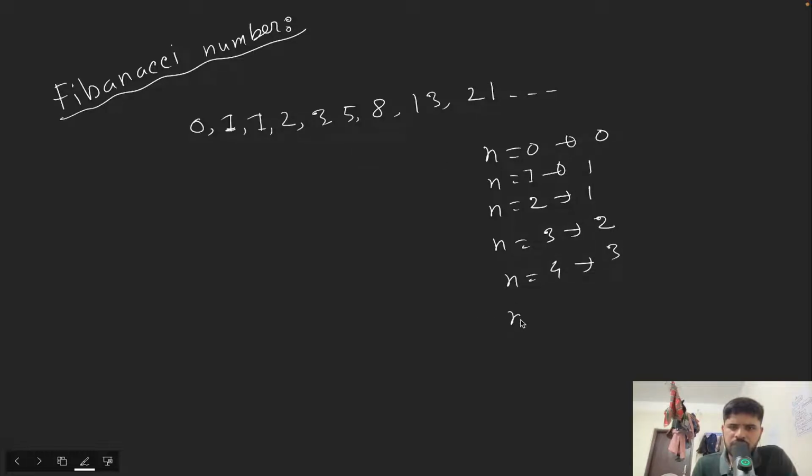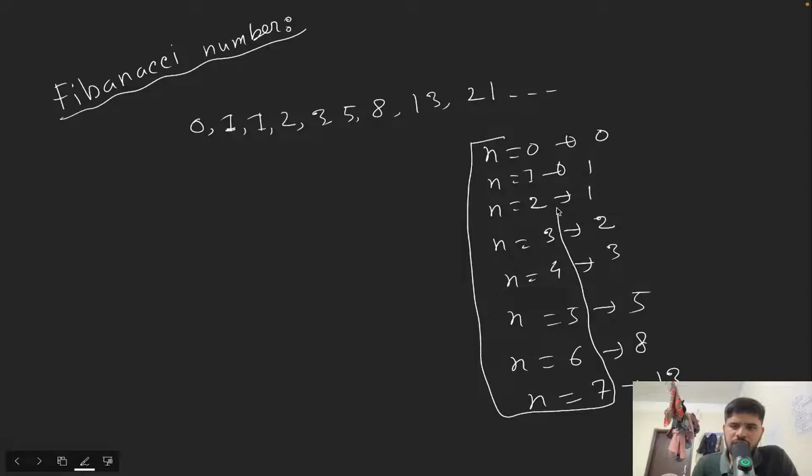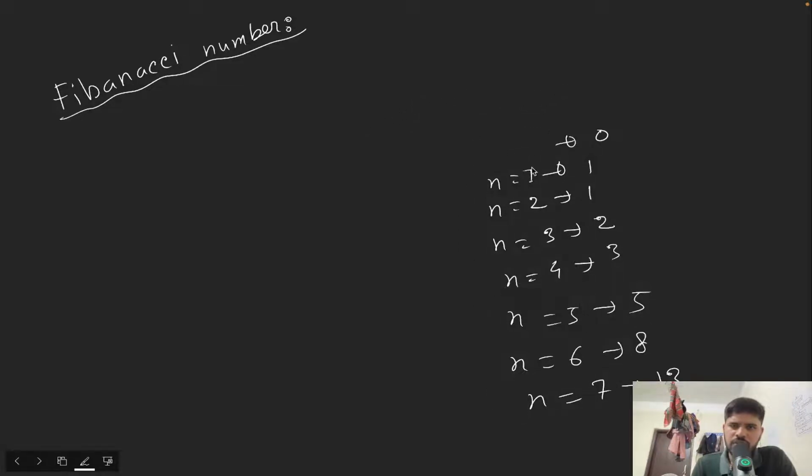If you're given n equals 5, we have to return 5, counting 0, 1, 2, 3, 4, 5. If you're given n equals 6, we return 8. If you're given n equals 7, we return 13, and so on. So based on the given value of n, we have to return the value from our Fibonacci series. This is the problem statement. Now how can we solve this problem? Let me show you how to solve it using recursion.